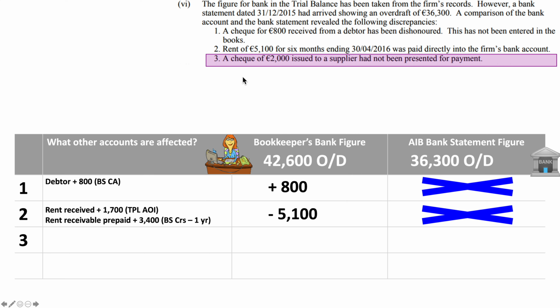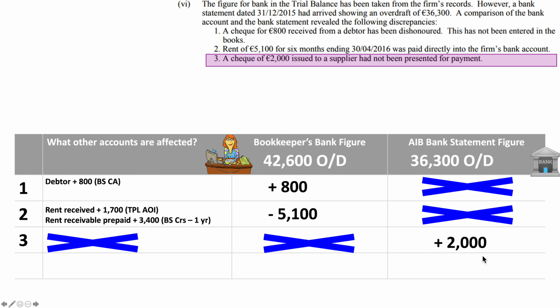Now, it does not say anywhere here that the bookkeeper did not record this anywhere in the books, okay? So we're going to put 2 big X's here because it doesn't say the bookkeeper hasn't recorded it, so we don't have to touch anything in the bookkeeper's books. But when this supplier walks into the bank and lodges the cheque or gets the cheque cashed, what is going to happen to this overdraft figure of 36,300? Well, hopefully you will think that the overdraft will increase by €2,000 there.